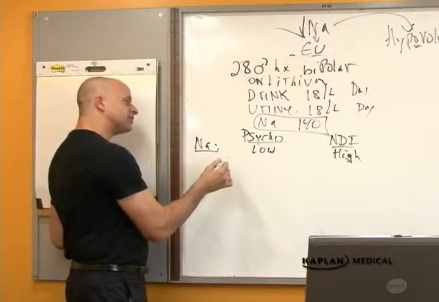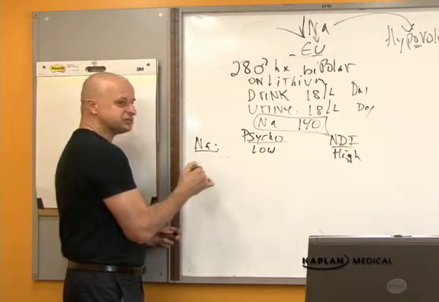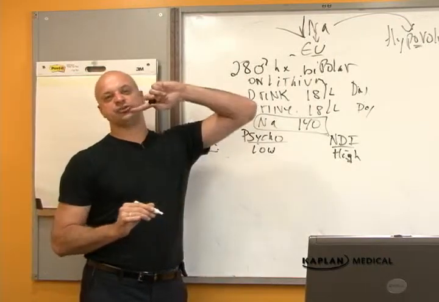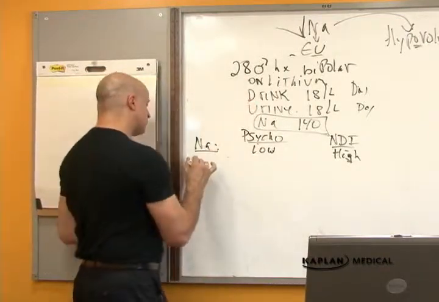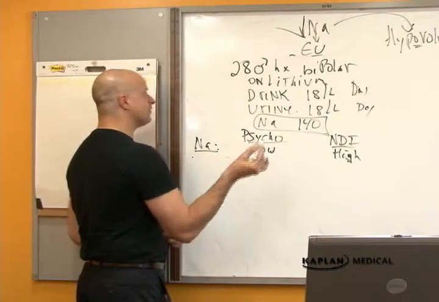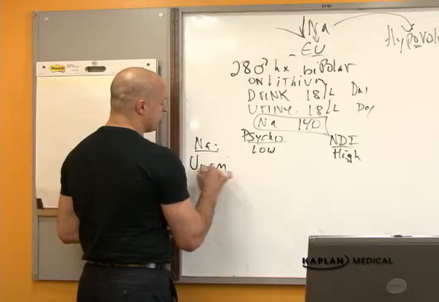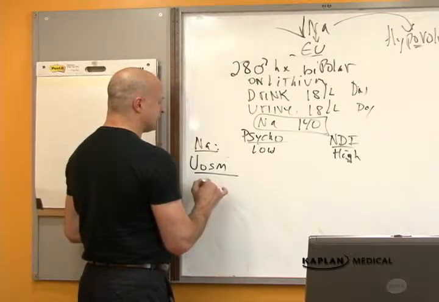Because the sodium level is normal, the answer is that you can't tell. Psychogenic polydipsia, I dilute myself out. Now, which of these will have a high urine volume? All of them. But which of these will have a low urine osmolality?